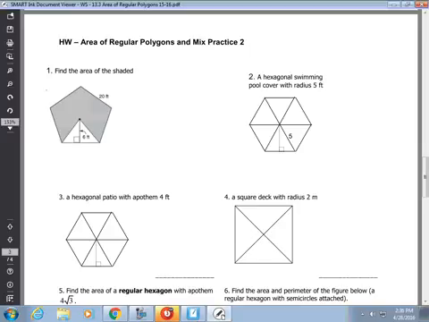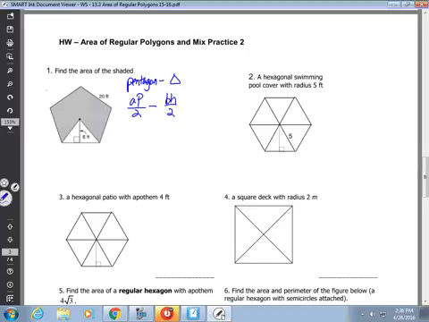So just to recap, to find the area that's shaded, we did one like this in class, or I set you up with one like this in class. You have to take the area of the pentagon, and then you're going to subtract it from the area of the triangle. To do the area of the pentagon, that's apothem times the perimeter divided by 2. Triangle is base times height divided by 2.